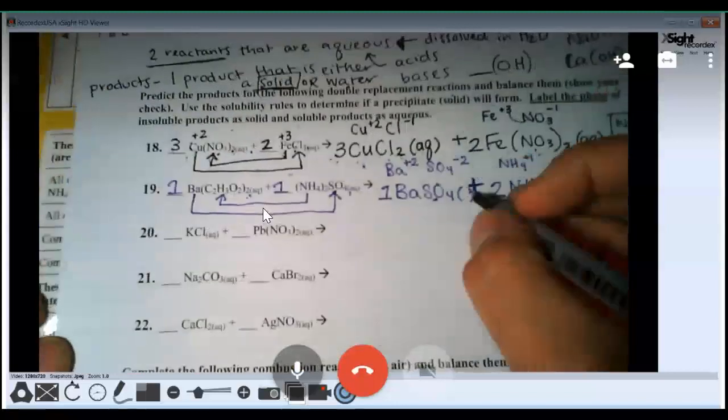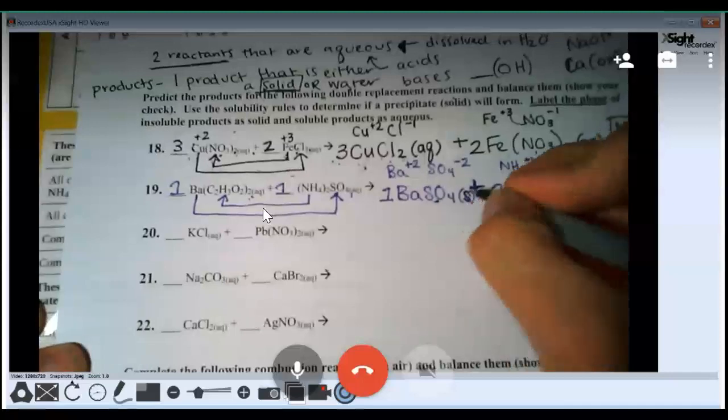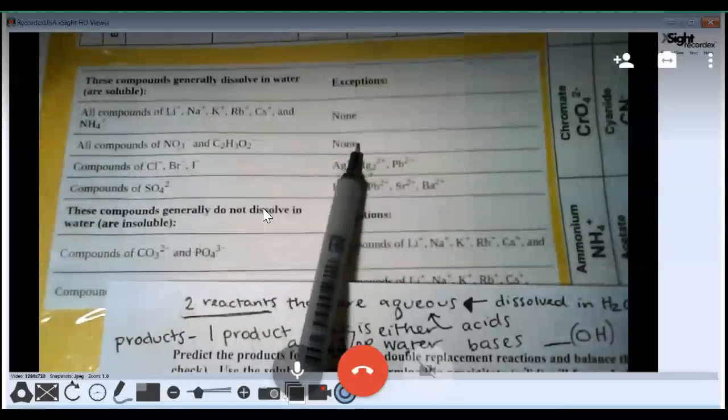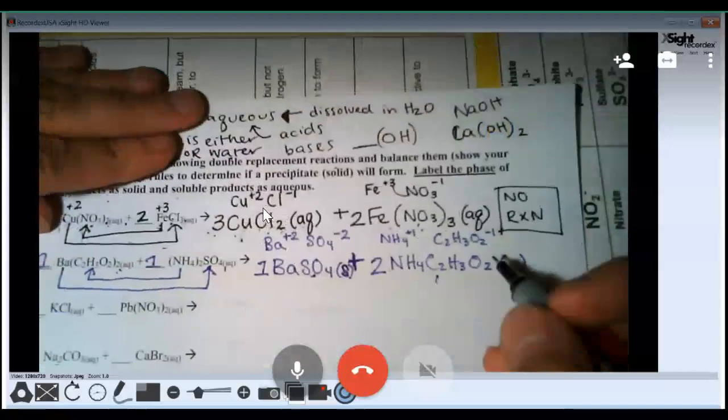So what state symbol should I put next to BaSO4? Solid. Yeah, so this is our solid, okay? And what about ammonium acetate? So where's the first rule that you see either ammonium or acetate? Oh yeah, I didn't even notice the ammonium down here. Yep, and I was also looking at the second rule with C2H3O2. And both those rules say that compounds of NH4 dissolve in water, there are no exceptions to that, and compounds of acetate dissolve in water, no exception to that either. So that one definitely will dissolve. So what symbol are we going to put next to ammonium acetate?